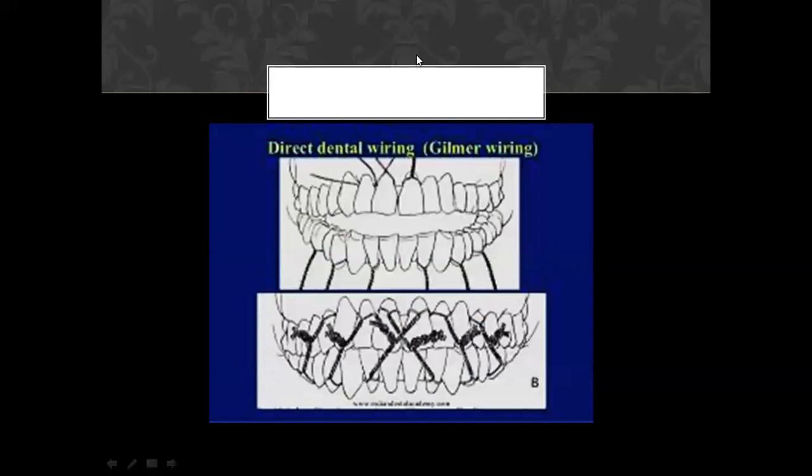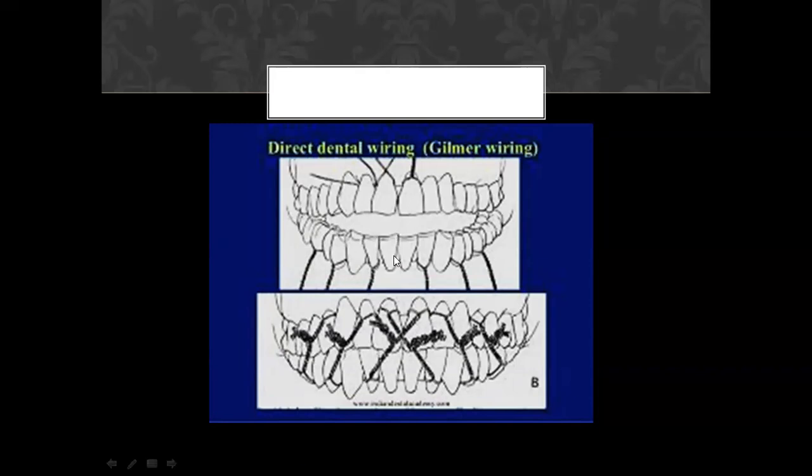This is direct dental wiring, which is Gilmer's wiring, the most common and simple method of wiring. Only the firm teeth of the maxilla and the mandible are chosen for this type of wiring. It is also used for intermaxillary fixation. The main disadvantage of this wiring is that it may cause extrusion of the teeth whenever excessive load is applied. So just remember, extrusion of the teeth is one of the complications of direct dental wiring, but it's the most common and simple method used.